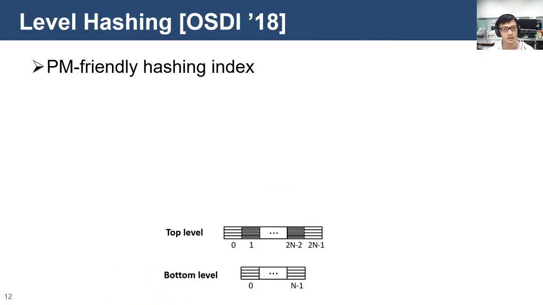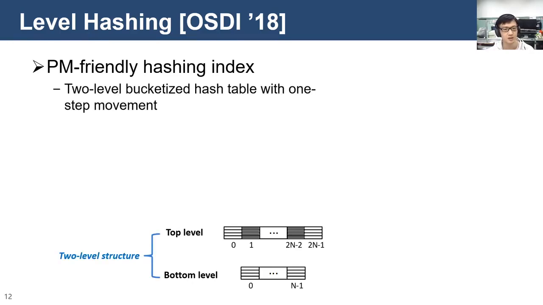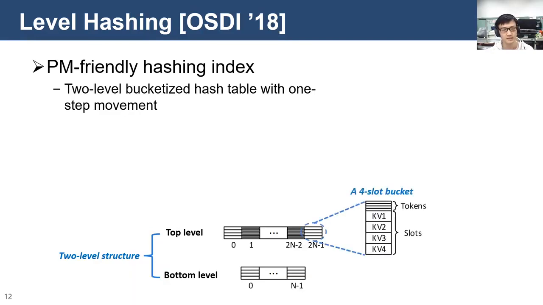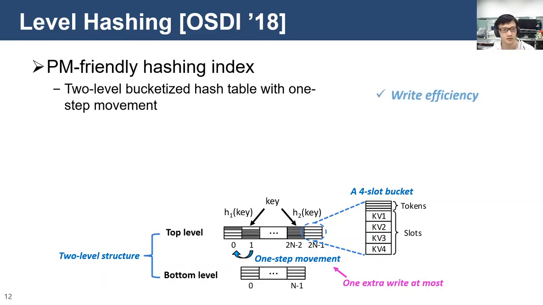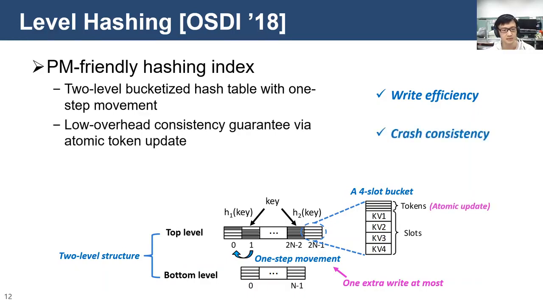Level hashing is a PM-friendly hashing index. It has 2 levels, and each level is an array of 4-slot buckets. When the 2 candidate buckets from 2 hash functions have no empty slots, level hashing tries to move a stored item to its alternative candidate bucket in the same level with one-step movement, thus improving write efficiency. The crash consistency is guaranteed by atomically updating the tokens in a bucket.